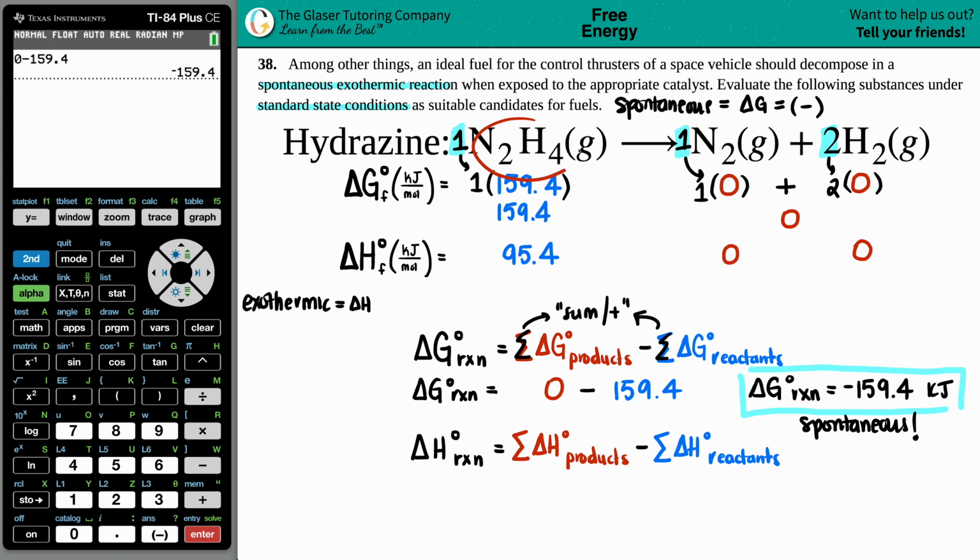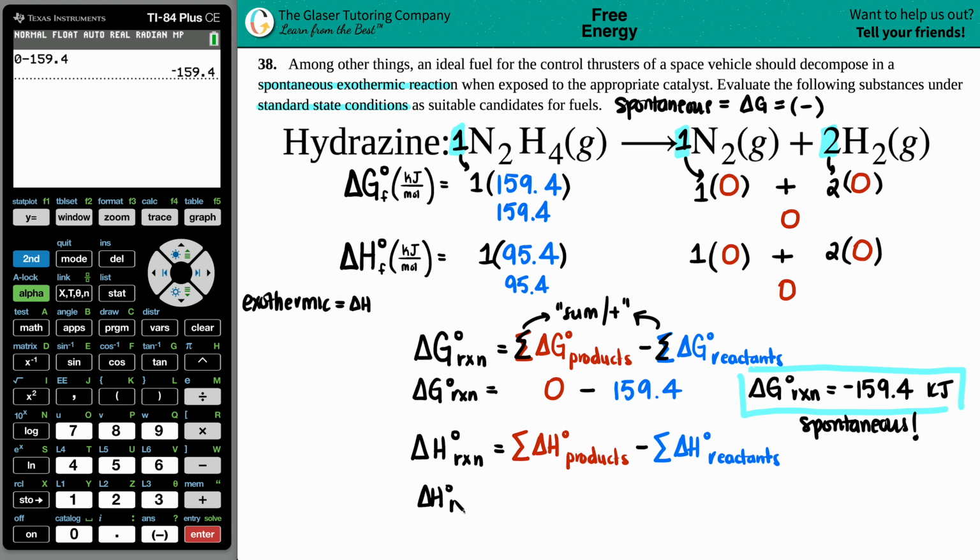95.4 for the N2H4. We got zeros. This can all be found in the back of the textbook, right? Your appendix values. I'm going to take this times 1. Take these times the coefficients, just for good practice. Sum up the two of them, but 0 plus 0 again is 0. And this one would be the same number, 95.4. And these are now the two numbers that go into your delta H. So let's go for it.